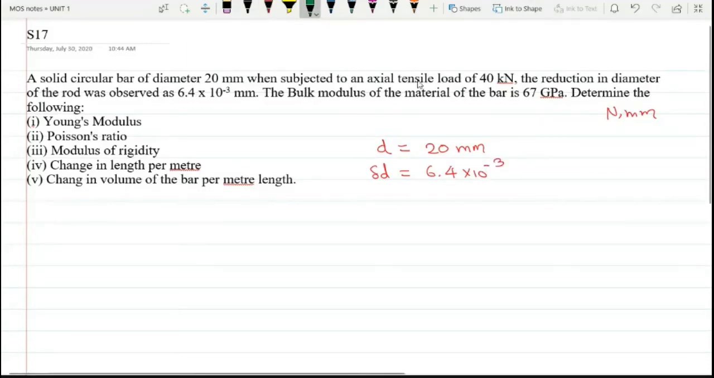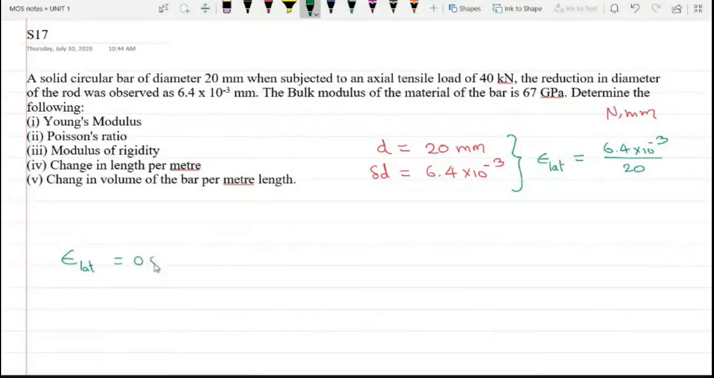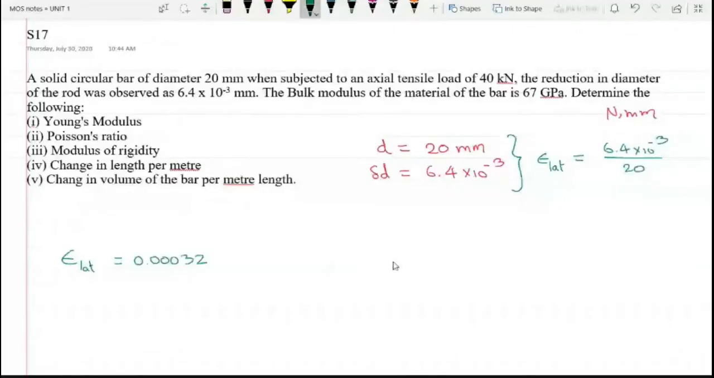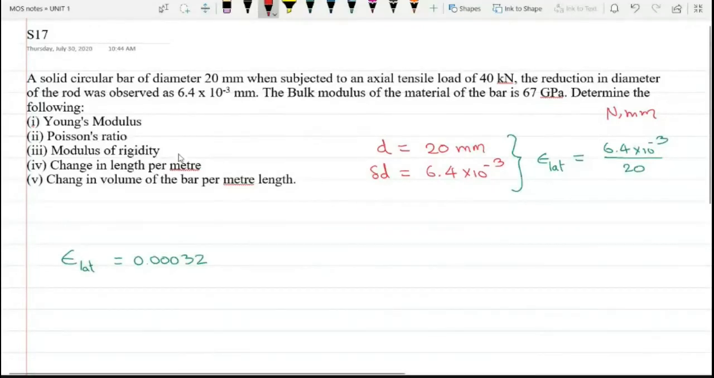So from this, I can identify my lateral strain, which is 6.4 into 10 power minus 3 divided by 20. Right? So I will write it here. What is my lateral strain? It is 0.00032. So I identified this. Okay, now we will proceed with the other data.